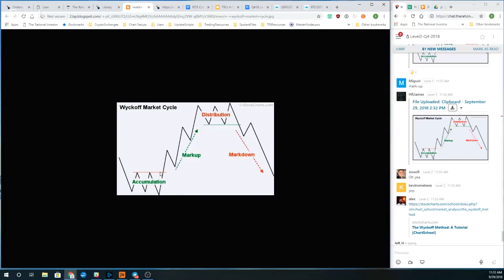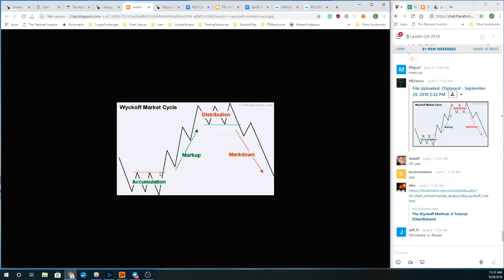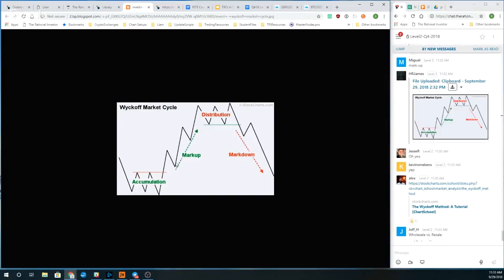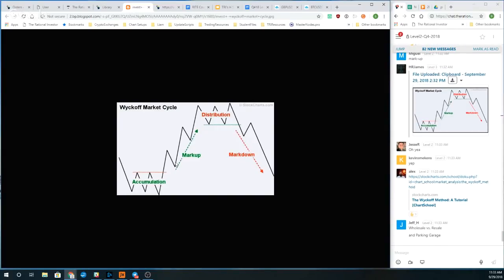And in the level 3 program, when we start trading with the DOM, we'll talk about the parking garage. Have you guys ever heard me talk about the parking garage before? And the way, thank you. Jeff already knew that was coming, right? And the way that markets basically move in a very consistent, reliable fashion.